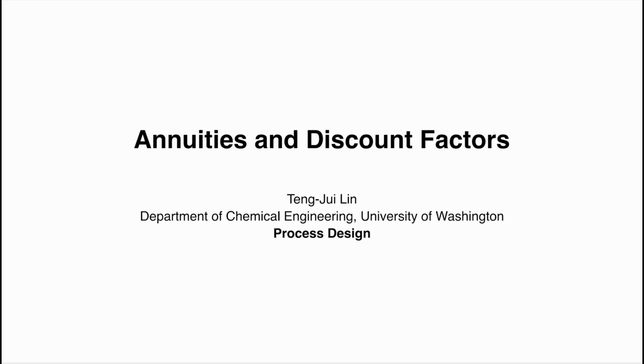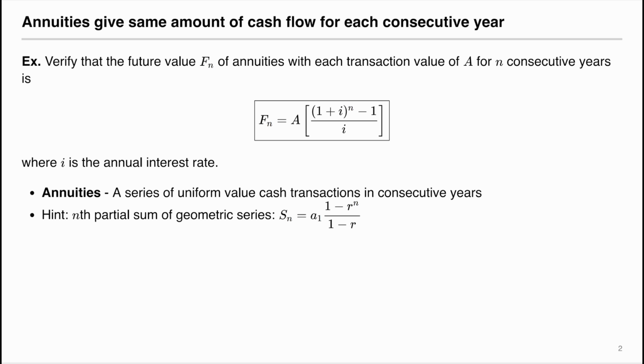Welcome back. In this video, we will define annuities and derive discount factors that can convert between values. An annuity is defined as a series of uniform values of cash transactions in consecutive years.